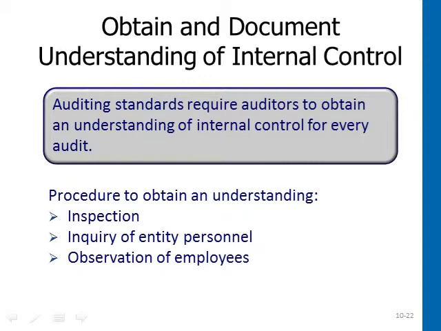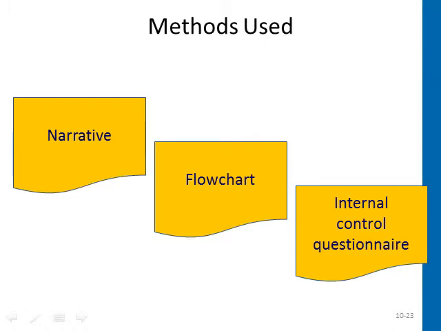In understanding the internal control, the auditing standards require auditors to obtain an understanding of internal control for every audit. The procedures to obtain that understanding are inspection, inquiry of personnel, and observation of personnel. We get to that level of understanding using different methodologies, such as a narrative. So we sit down with somebody, essentially interviewing them, and after we interview them, we write out a narrative of what that interview exposed. In a lot of cases, the auditor would then give that narrative back to the person they interviewed and ask them to read it and make any comments as to its accuracy.